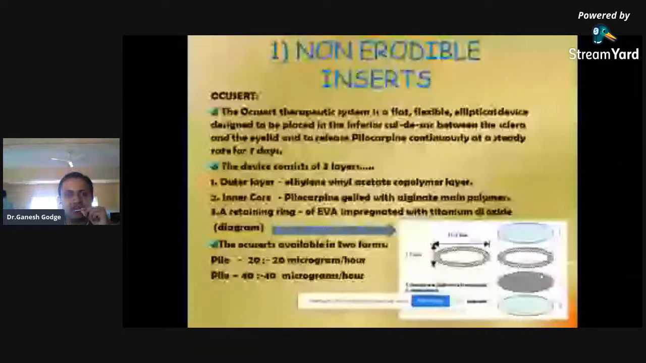Now, non-erodible inserts like ocuserts. What are basically ocuserts? You are all very much aware. In any ocusert, there are three components: the upper layer, the inner layer, and the ring, an impregnated or shape-retaining ring. The upper layer is made up of EVA polymer. The bottom layer is made up of EVA polymer.